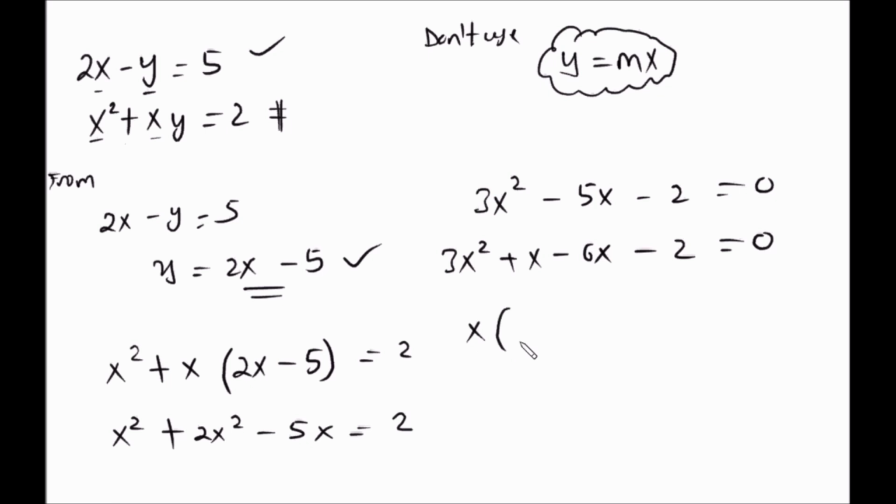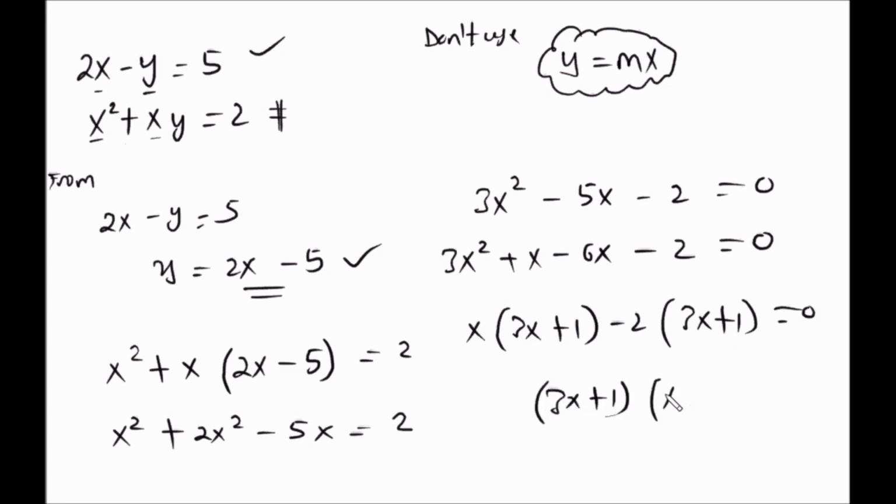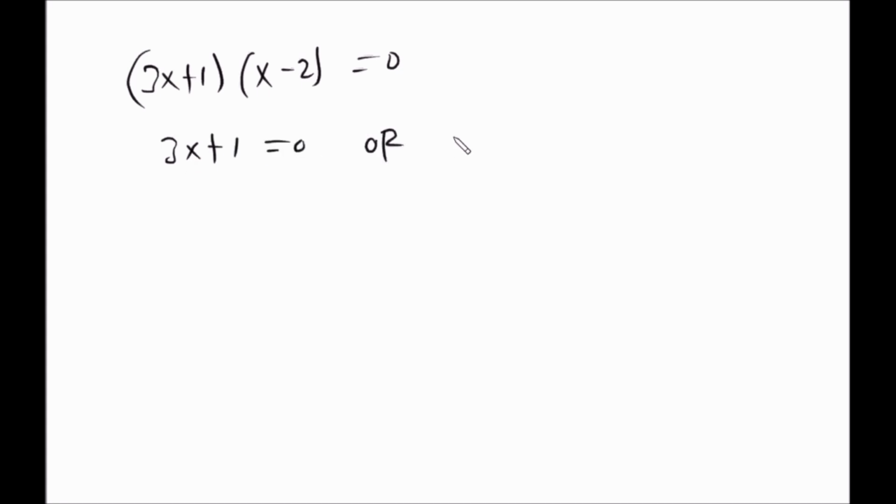So hapa nitafactor out x, nitabaki na 3x plus 1. Hapa nitafactor out negative 2, nitabaki na 3x plus 1. So 3x plus 1 is common. Factor out 3x plus 1, nabaki na x minus 2 sasa na 0. So tunapata 3x plus 1 times x minus 2 sasa na 0. Hii maana yake 3x plus 1 sasa na 0 or x minus 2 sasa na 0.